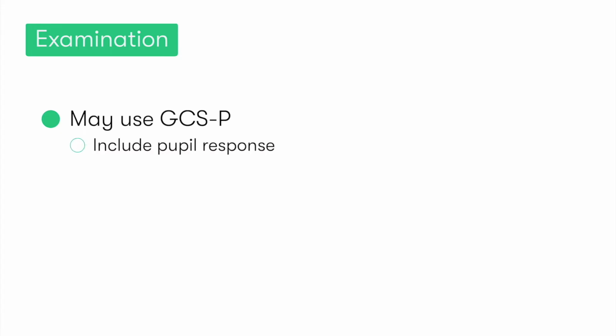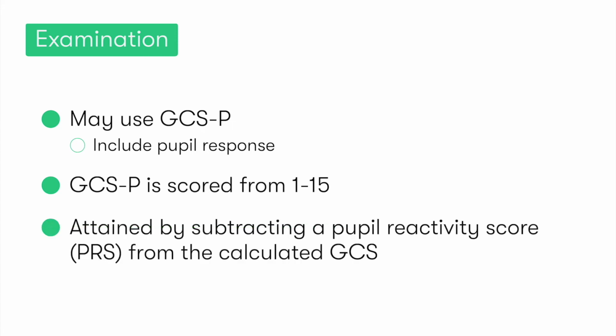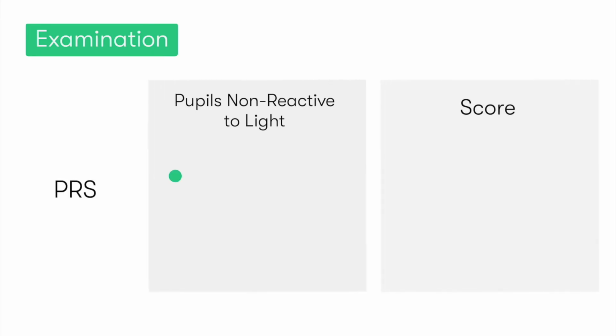An additional element of the traditional GCS, which is a useful adjunct in assessing patients who have traumatic brain injury, is by also including pupillary reaction, which, as we mentioned, is a vital component in our assessment. This amended GCS is referred to as GCSP, and as with the original GCS, is scored out of 15. However, the GCSP score is attained by deducting pupillary reactive score, which is based on the pupil's reaction to light, from the traditional GCS. In cases where both pupils are non-reactive to light, this gives us a PRS score of 2.